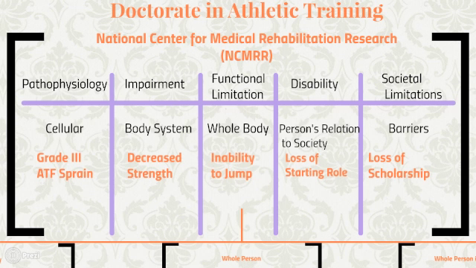The third dimension is functional limitation, and this is addressing the whole body, so the inability to jump. The fourth dimension is disability, and this has to deal with a person's relation to a player losing their starting role. The final dimension is societal limitations, and the corresponding level of disablement is barriers, so this would be a loss of scholarship.